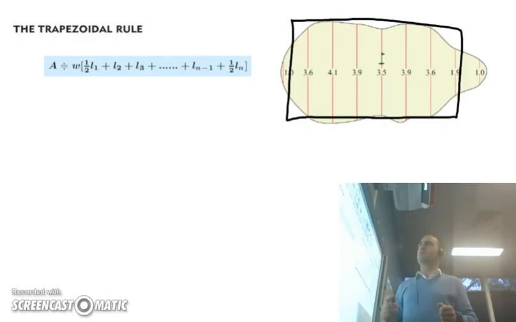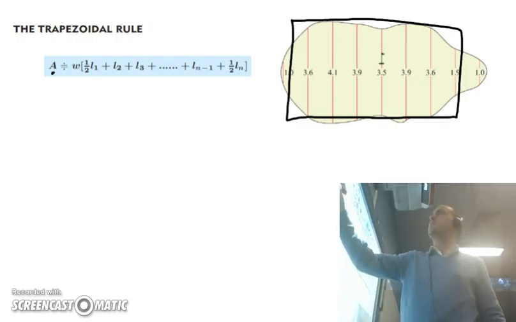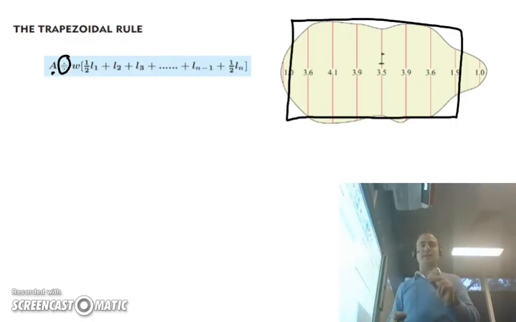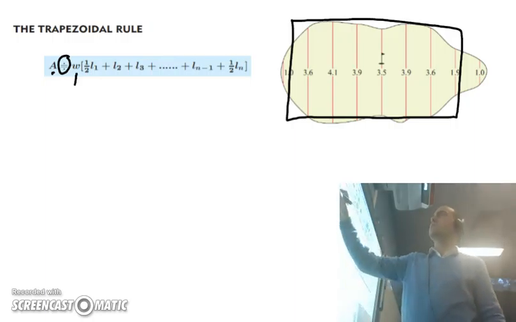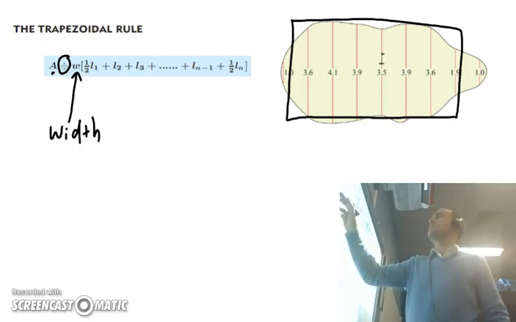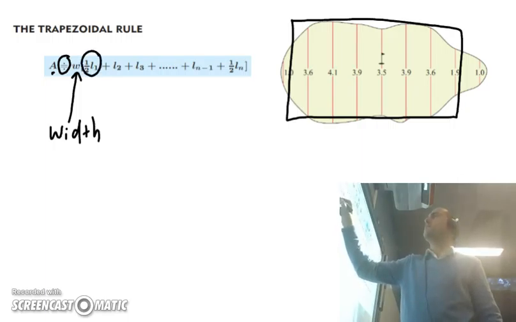So the rule is the area. Now note that it has approximately, because this isn't exact. The area is equal to W, which is the width, multiplied by half of the first.